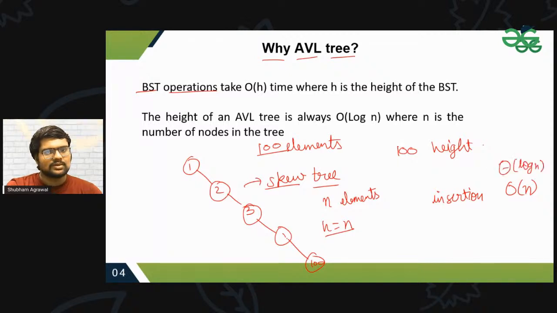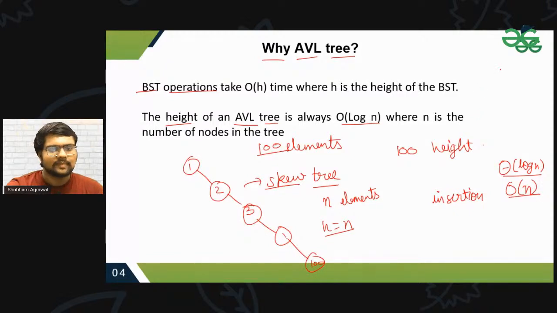So to overcome this disadvantage, we introduced the AVL tree, in which the height of the tree is always equal to order of log n, where n is the number of nodes in the tree. In an AVL tree we will always have order log n time for searching, insertion and deletion, and the height of the AVL tree will be order of log n also, because the difference between the height of the left subtree and the right subtree is at most 1. That's why it is log n.